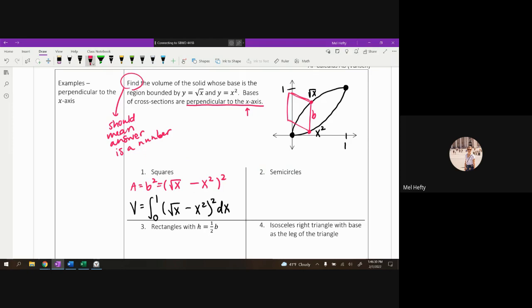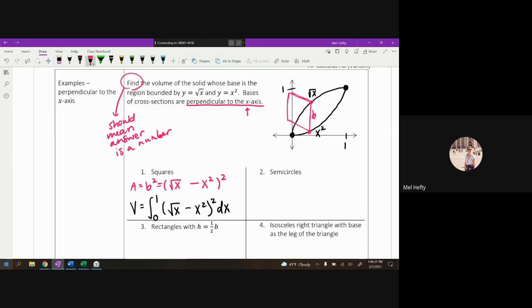If I put this specific question on the test, I would probably either give you a calculator or you would have the directions set up but do not evaluate, because that's a nasty integral. You'd have to FOIL that out. You'd have fractional exponents. It would not be a good time. So you'd most likely either have a calculator or I'd say just set it up and leave it.